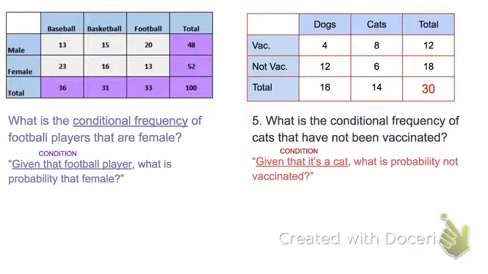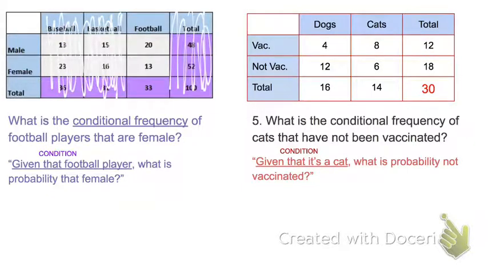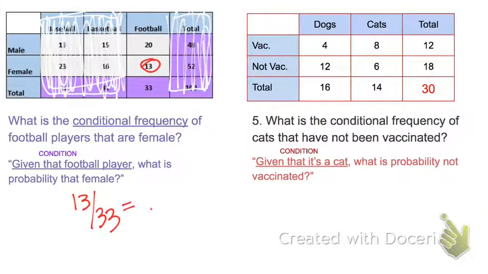Conditional frequency is like, given this is true, what is the probability of this? It's like given this condition. So I've reworded both of these questions. Mine is saying, given that you're a football player, basically we don't care about the baseball and the basketball. We're really just focusing on the fact that they are a football player. That is our first condition. So if they are a football player, what is the probability that you're female? So there's 13 females out of 33. And I can divide that to see what it is as a decimal and as a percent.